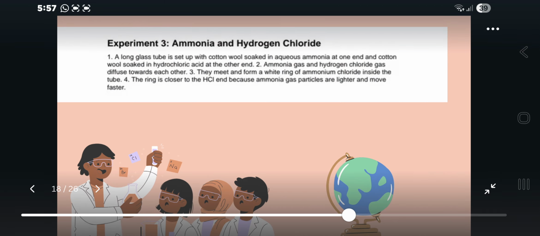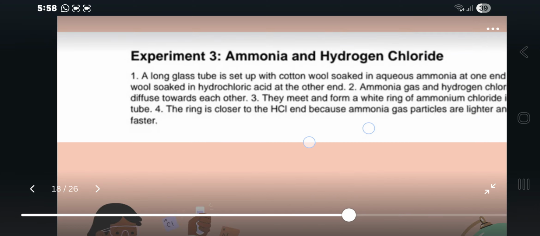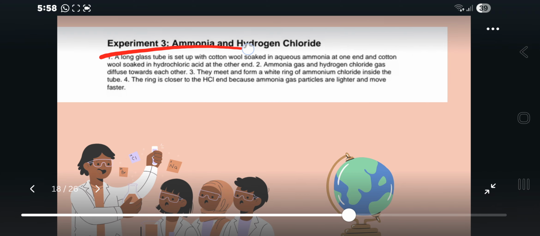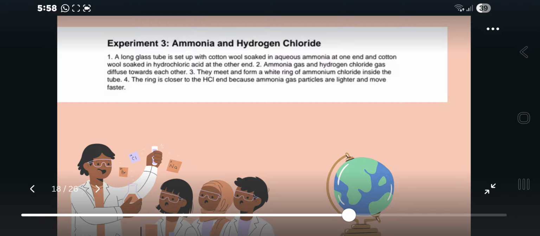This is the next experiment, Experiment 3, ammonia and hydrogen chloride. You don't need to see this part because it is explanatory. Until you understand the experiment fully, you cannot understand this. Understood with the experiment? The experiment is all about ammonia and hydrogen chloride. Let's move on.